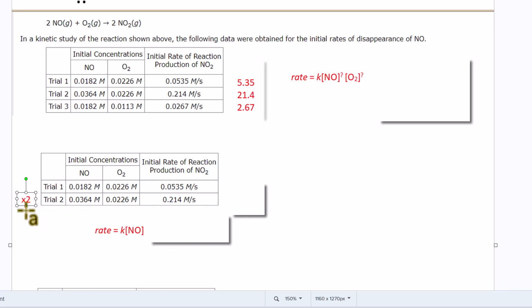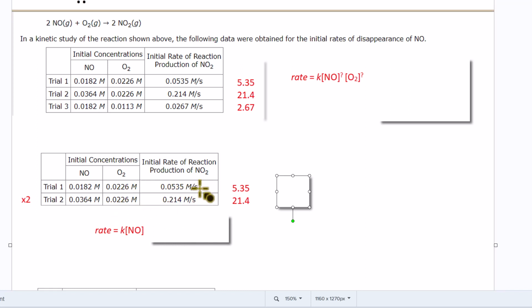Now, if NO was useless in this reaction in terms of the speed, we would have no change in the rate, and it would be a NO raised to the 0 power. But notice the rate changed. And again, looking at this 0.0535, it's a little bit easier to look at my numbers. The concentration, notice the O2 didn't change. That's important because we don't want to get the O2 involved in this. We're just dealing with the NO. So this is good that they didn't change the O2.